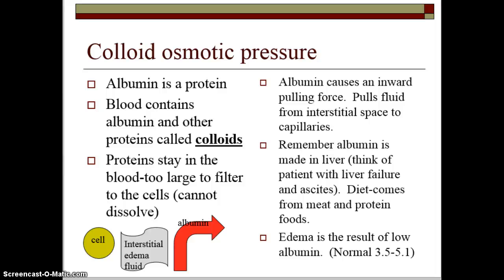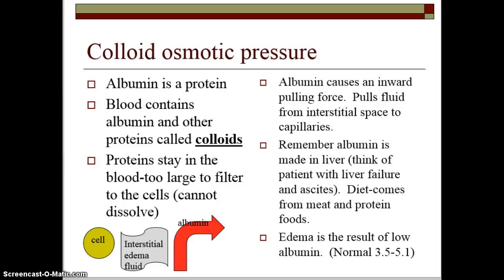So as you can see, we have the cell, we have the interstitial space where there's fluid and edema, and then the albumin stays in the blood. Albumin, because of its large size and its pull, pulls fluid from that interstitial space into the capillaries.